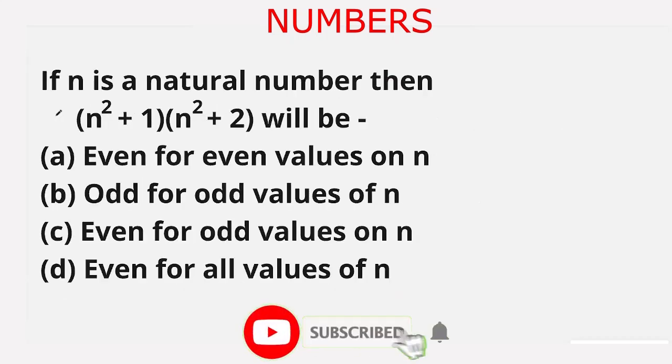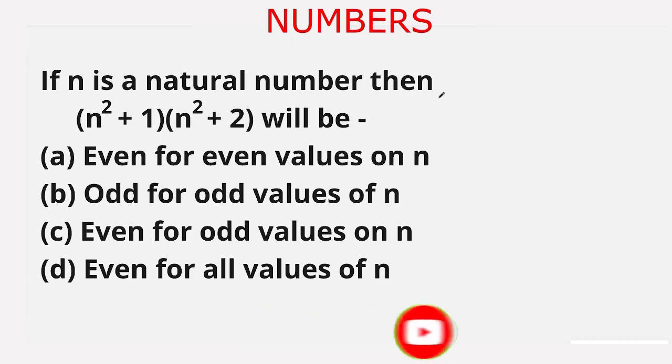Our question is, if n is a natural number, then n square plus 1 multiplied by n square plus 2 will be: option A, even for even values of n; option B, odd for odd values of n; option C, even for odd values of n; and option D, even for all values of n.